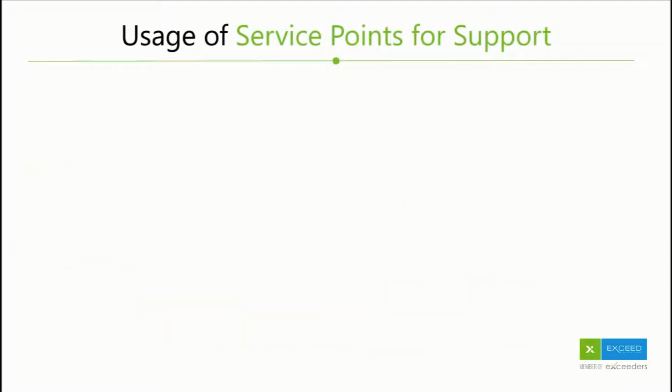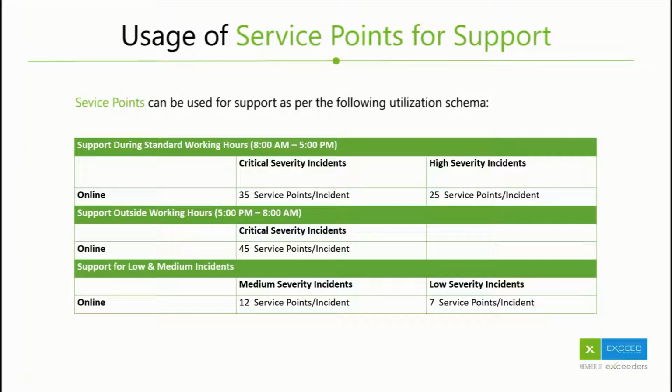Service points can be used for support as per the following utilization schema. Support during working hours will be charged as follows. For critical online tickets, the charge is 35 service points. For high online tickets, the charge is 25 service points. For medium online tickets, the charge is 12 service points. For low online tickets, the charge is 7 service points. We support only critical tickets outside working hours, and the charge is 45 service points.